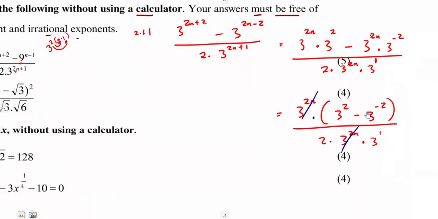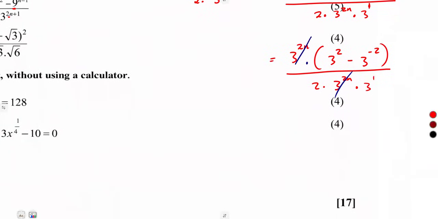So meaning to say, I am going to remain with 3 to the exponent of 2, which is 9, 3 times 3, minus 3 to the exponent of minus 2 simply means 1 over 3 squared. So it's 1 over what? 1 over 9. Everything over 2 times 3. 3 to the exponent of 1 is 3. So multiply by 2, that's a 6.